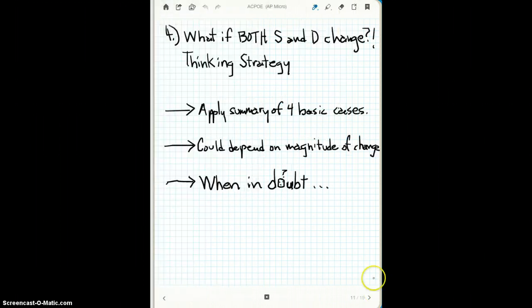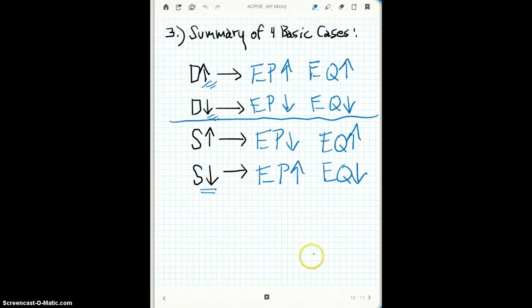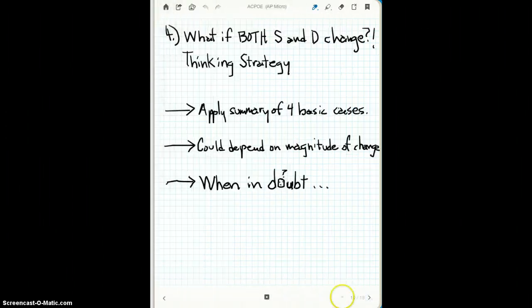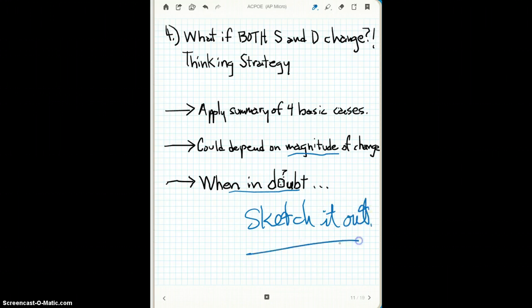What if both supply and demand change? Well, here's a thinking strategy that'll help us get through. Apply the summary of four basic cases that we just went through. These guys. And then the magnitude or the impact on equilibrium price and quantity could depend on the magnitude of the change. Demand and supply could move a lot or a little. And a good word of advice, when in doubt, sketch it out. In other words, use our diagrams.